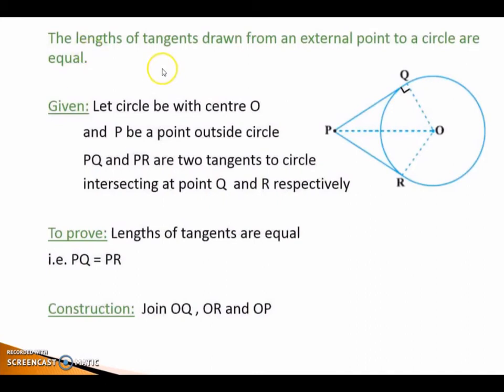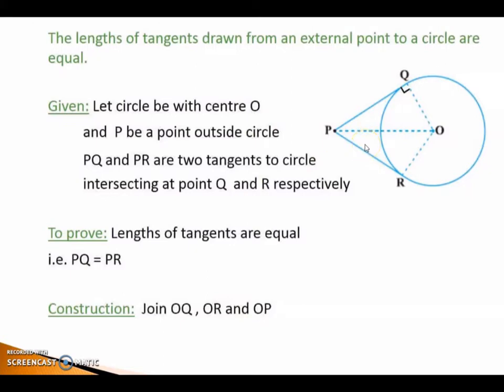This is your second theorem of this chapter. The length of tangents drawn from an external point to a circle are equal. This is what you have to prove. That means from an external point, if I am drawing tangents to a circle, they will be equal in length.